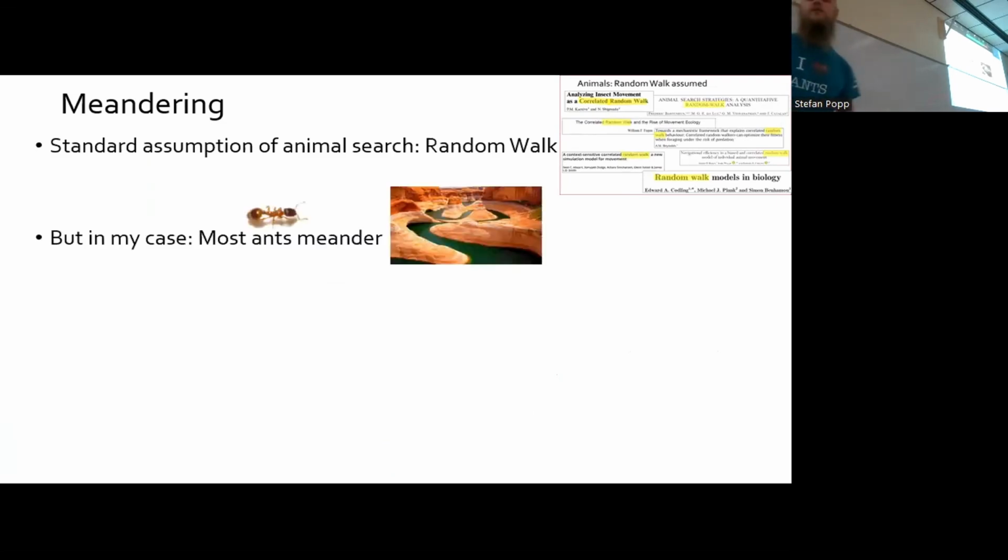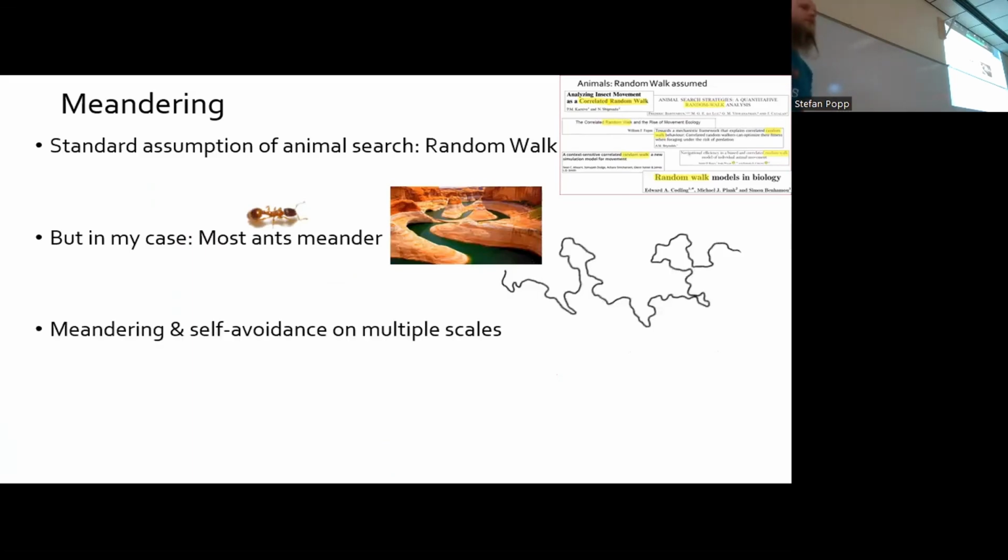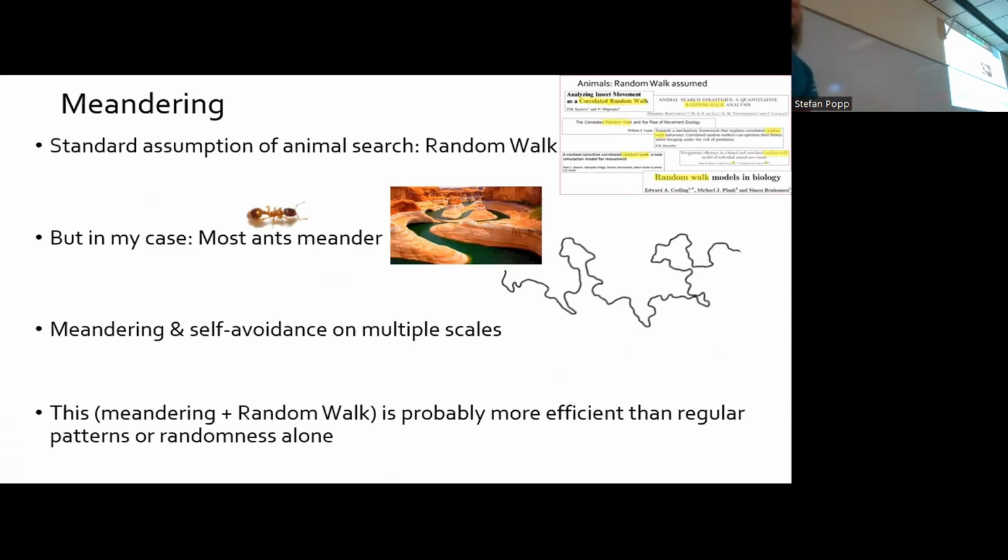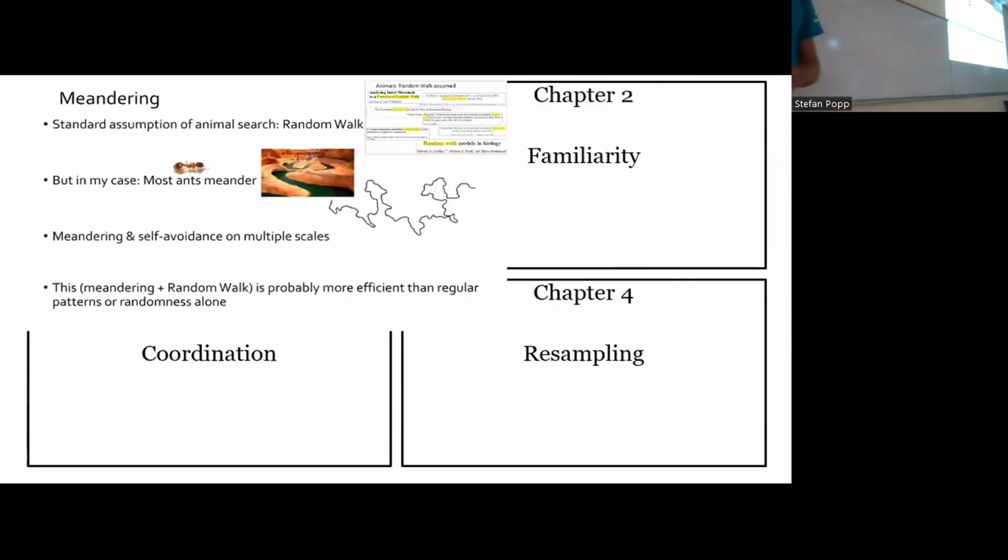So in conclusion of the first chapter of the meandering, the standard assumption of animal search is that they are doing a random walk, but this is not the case in my ants, which are doing a meandering pattern, most of them. And this meandering and self-avoidance is done on multiple scales. And that is probably also a lot more efficient than regular meanders or regular patterns only, or only randomness alone, because it combines the efficiency and also the robustness to external noise by also adding some randomness. And this has been published, yay.